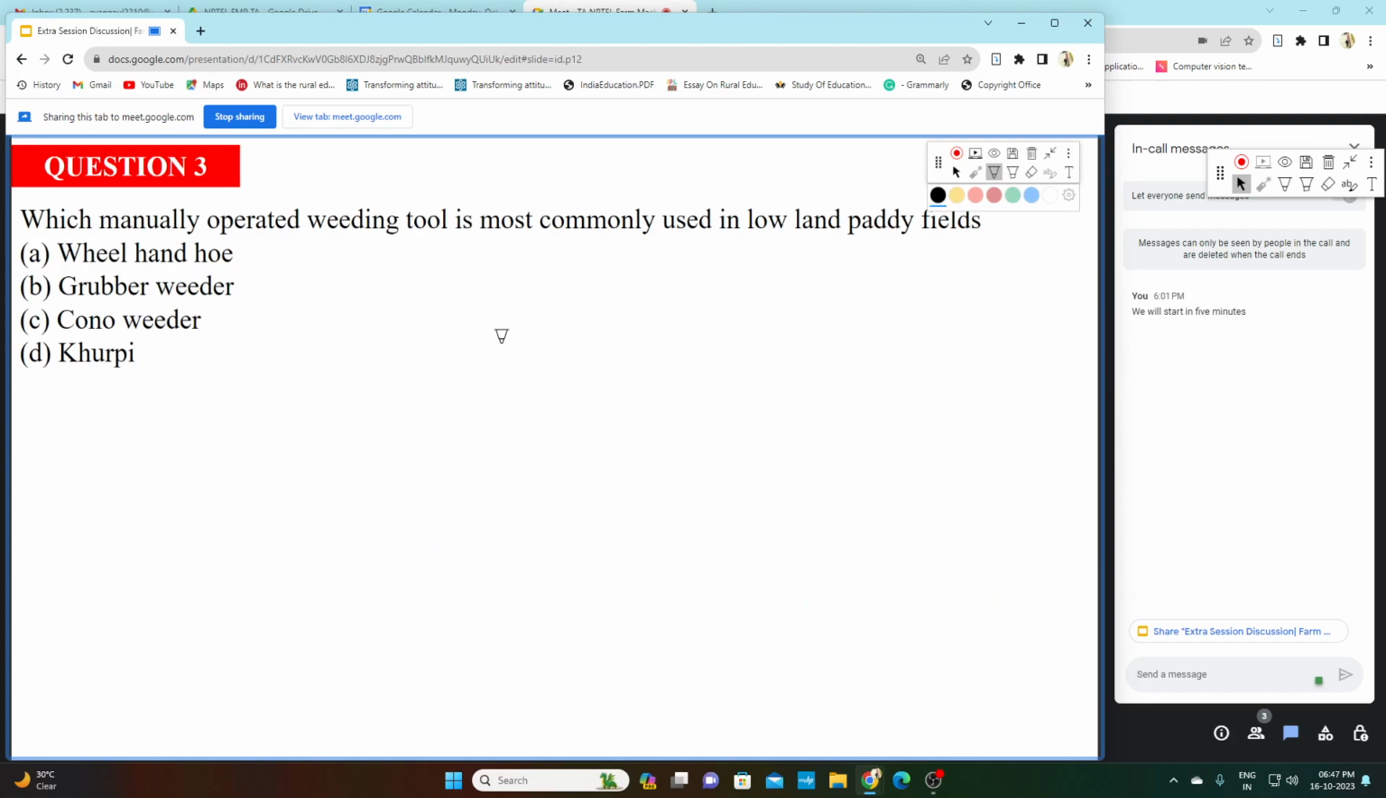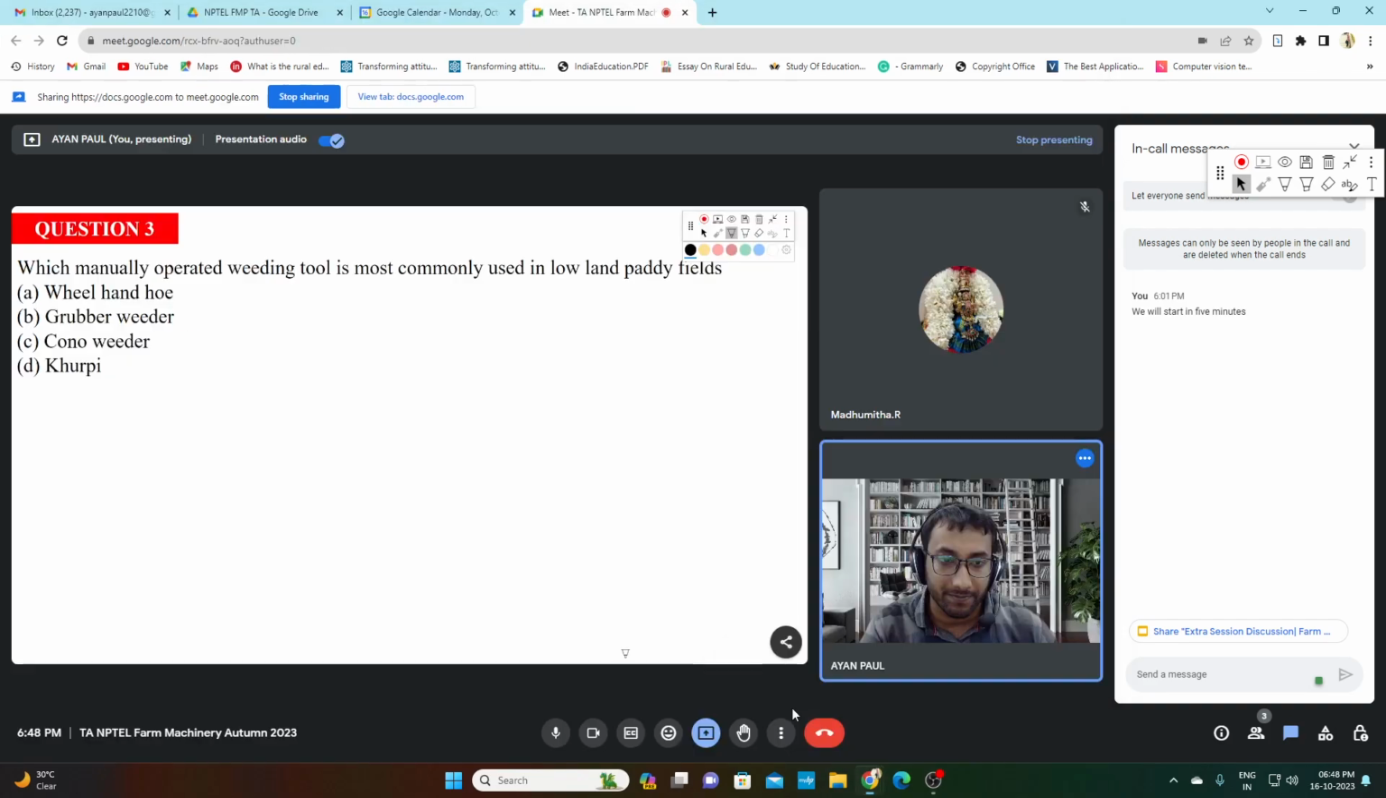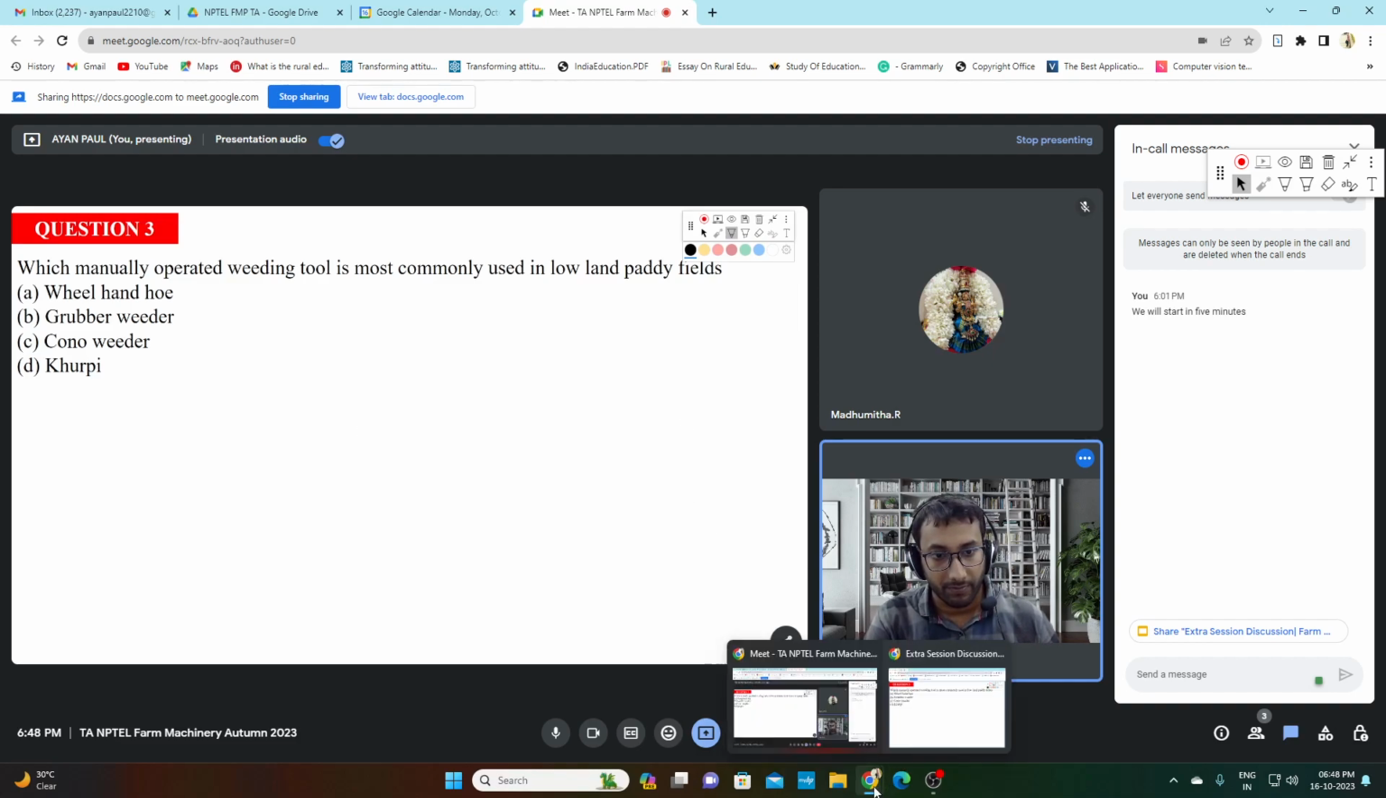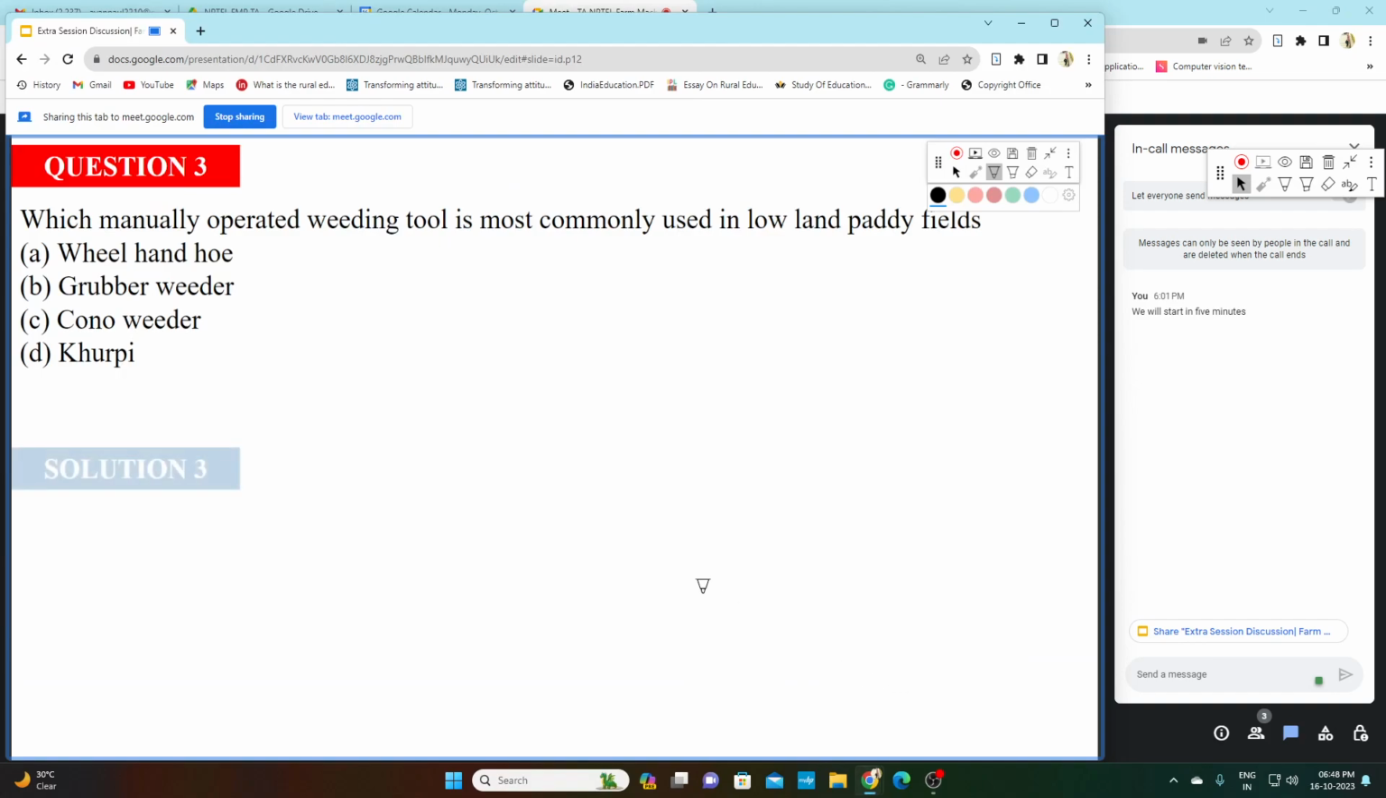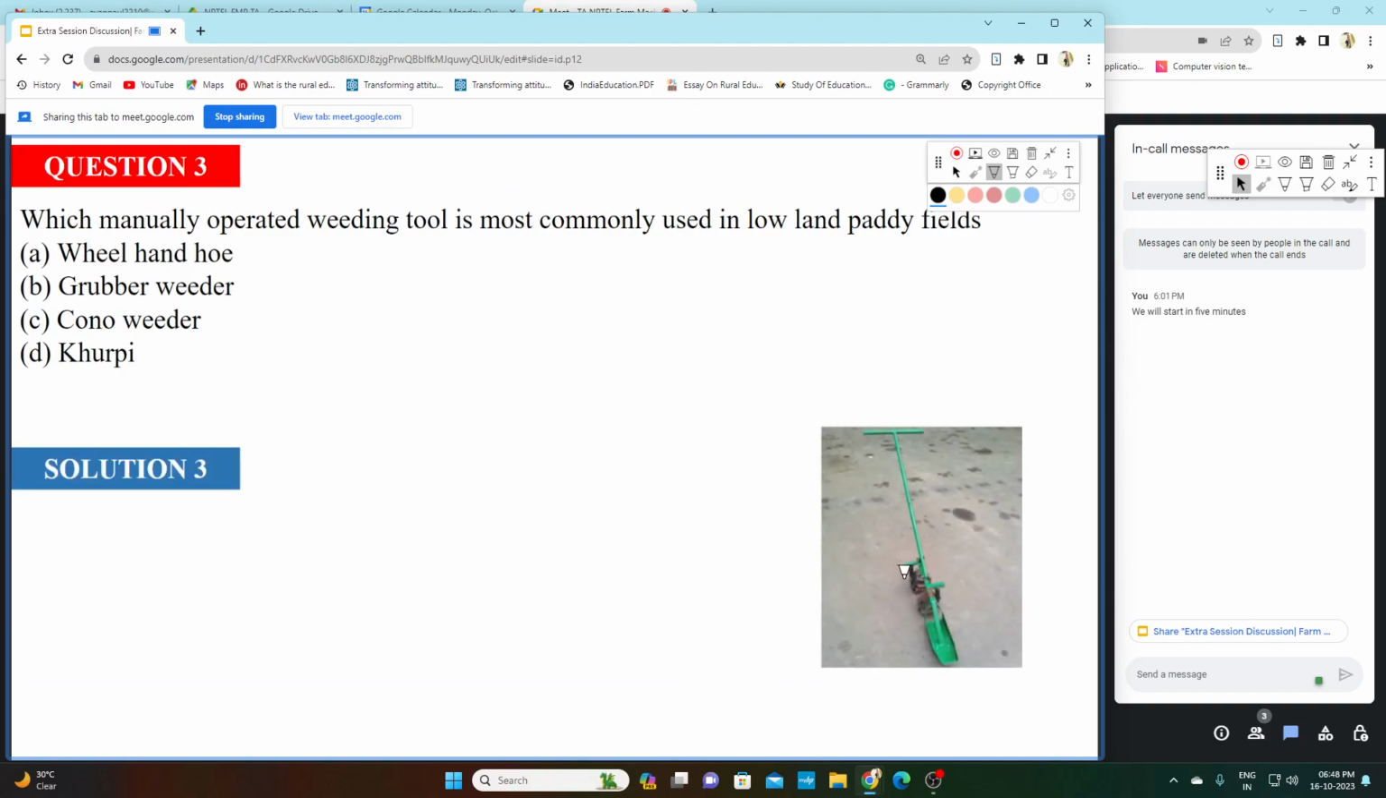Now let's move to the third question. Which manually operated weeding tool is most commonly used in lowland paddy fields? Option A wheel hand hoe, option B grubber weeder, option C kono weeder, or option D khurpi. So any guesses for this question? Okay, seems no guesses. So kono weeder is the right answer.